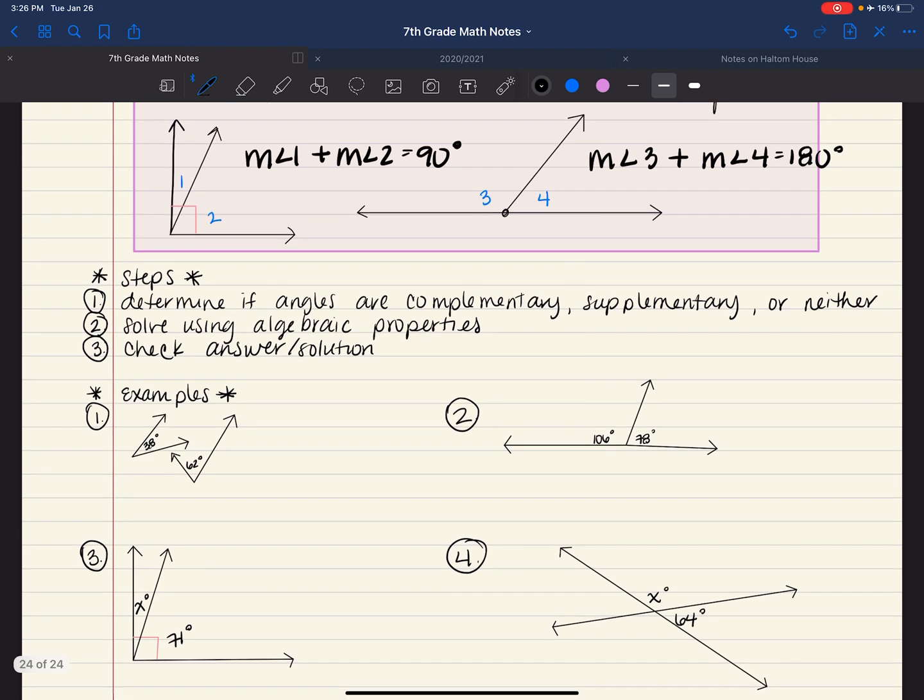Here are some steps, because we're going to do this algebraically. Step number 1 is to determine if angles are complementary, supplementary, or neither. That should always be your first step, is identify what are you dealing with. Second step, solve using algebraic properties. We're going to use inverse operations to solve. And then lastly, check the answers to make sure that your answer is correct. We always check our work.